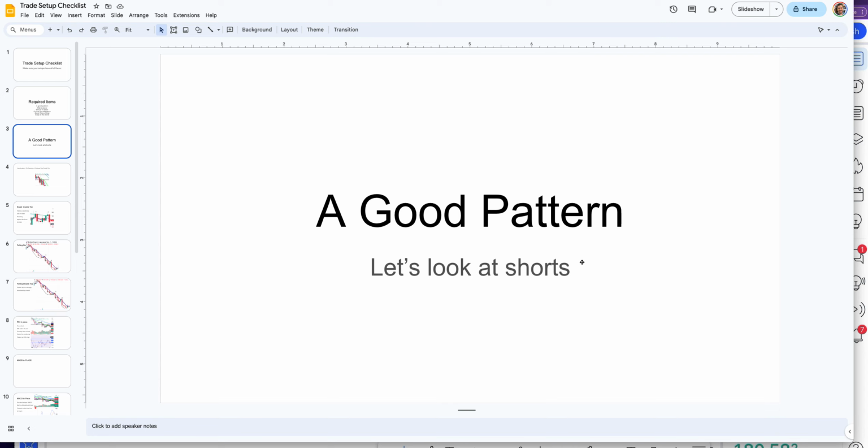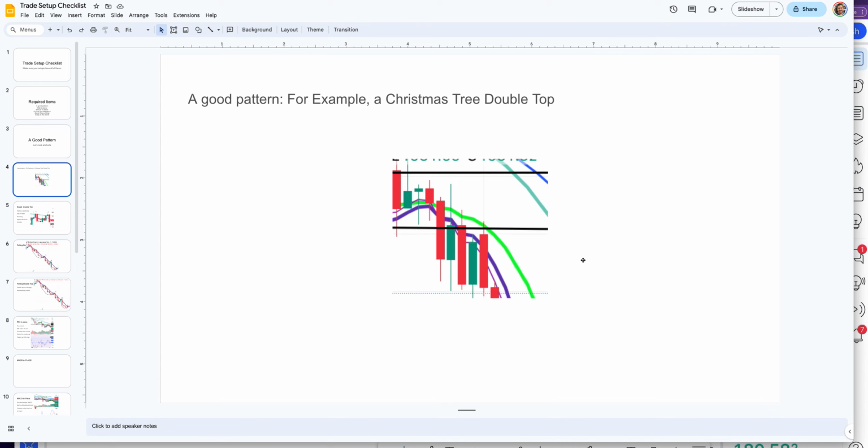A good pattern. Let's take a look at a short pattern. This is what I call a Christmas tree double top. The reason I call it that is it kind of looks like Christmas. You've got red and green, red, green, and you see that you're in a downtrend. You see that price is respecting the 8 and the 20 EMAs. 8 is purple, 20 is green. Price is coming down, bouncing up, and then bouncing against the EMAs. Bounces down, bounces up again, and once more against the EMAs.